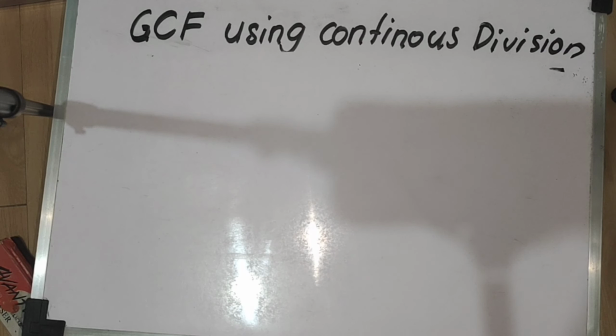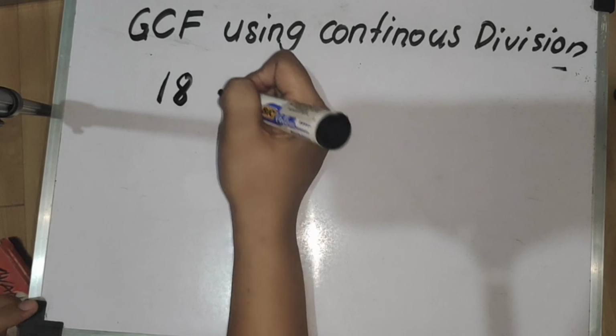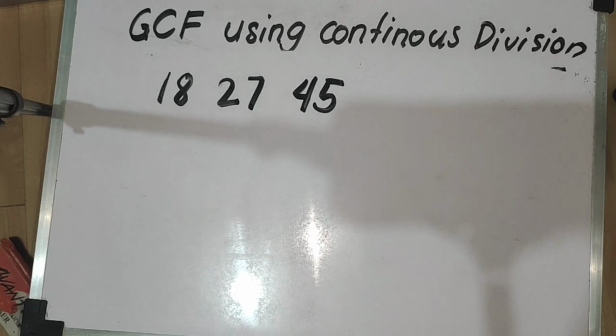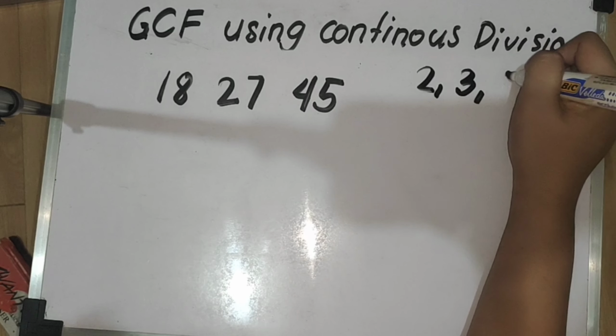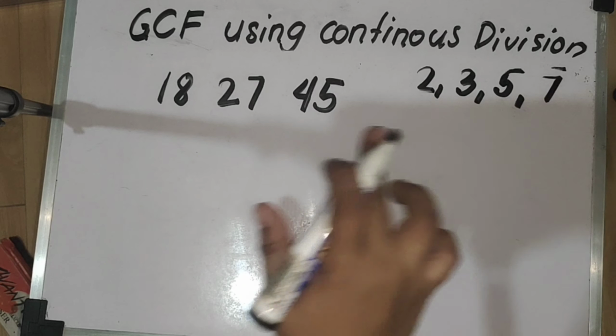Next, let us now get the greatest common factor of 3 numbers using continuous division. So, let's say we have 18, 27, and 45. How do we get the greatest common factor of these 3 numbers using continuous division? Again, let us list at least 4 prime numbers. So we have 2, 3, 5, and 7. So again, we will use this as our divisor.